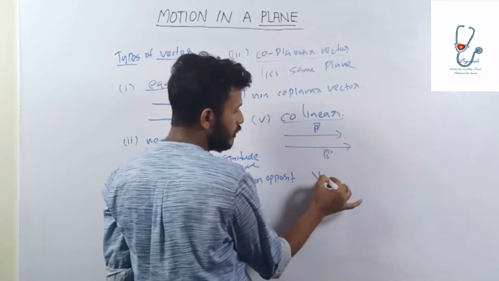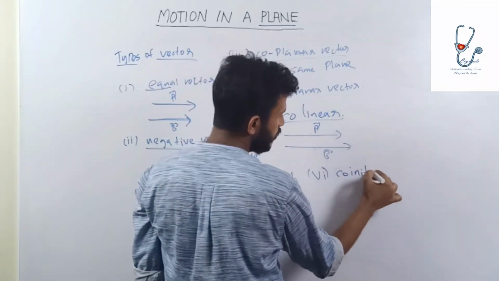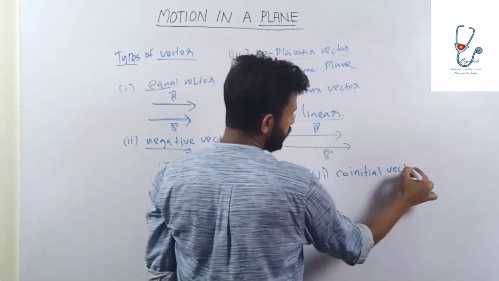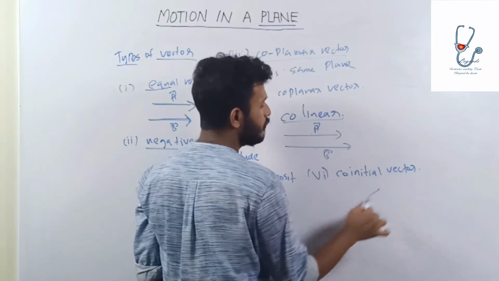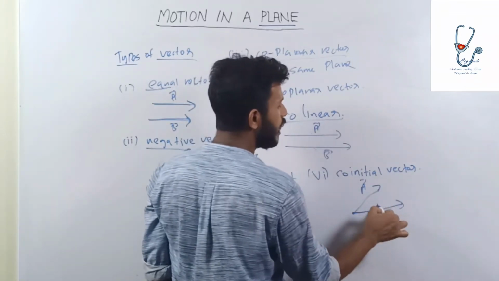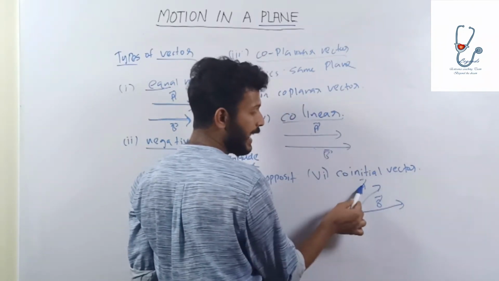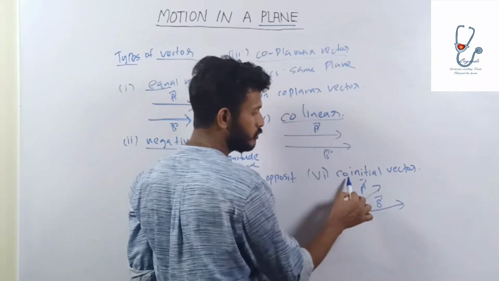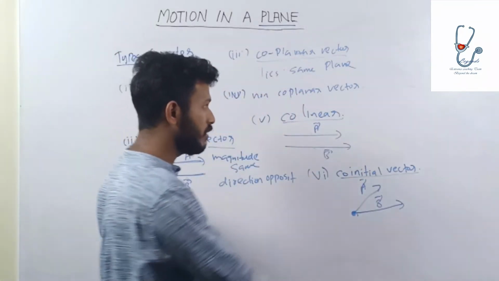Another one, sixth one, co-initial vector. What does it mean? If a vector starts from this origin, this is vector A. Another vector B starts from this origin. So A and B have a common origin point. So they are called co-initial vectors.